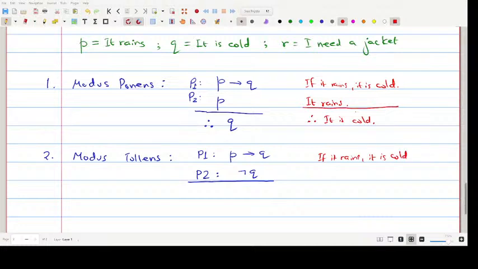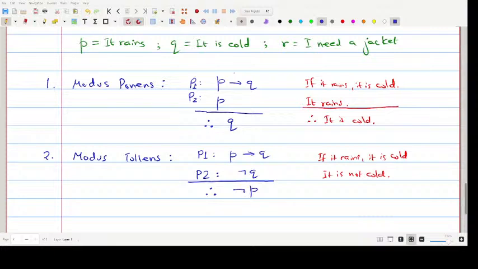And the second premise says negation of Q. The meaning of Q is it is cold, but the meaning of negation of Q is it is not cold. So according to the rule modus tollens, the conclusion is negation of P.